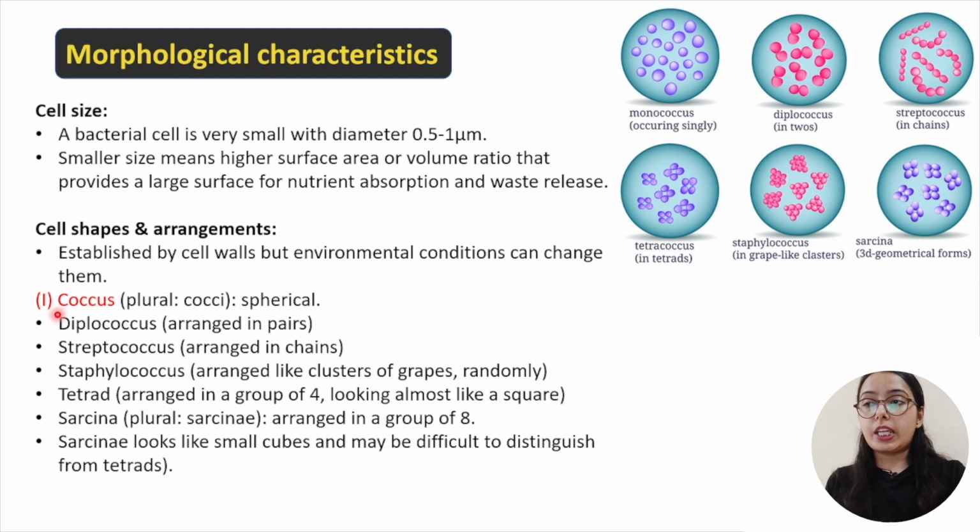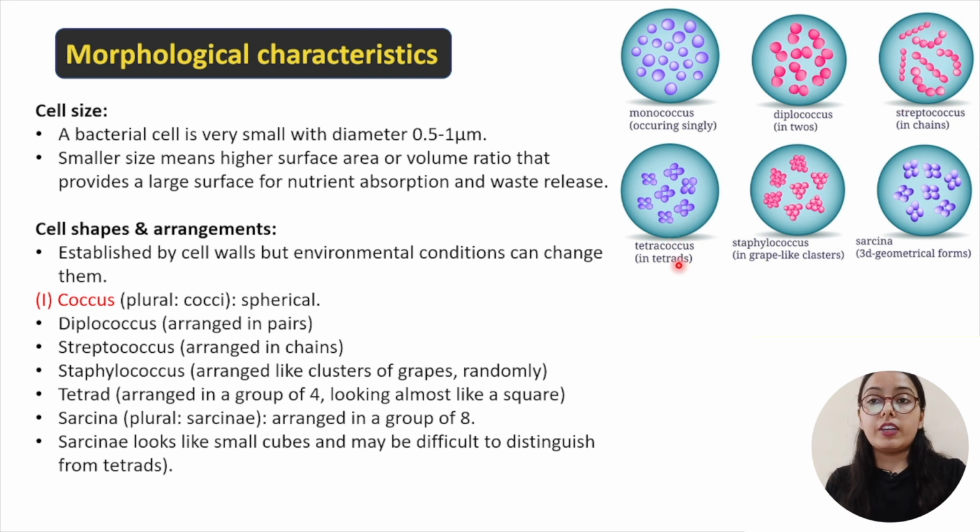The first cell shape is coccus, which is a spherical shape. As you can see in this diagram, this particular arrangement is called monococcus, where the term coccus means spherical, and since they are present only in single form, it is called monococcus. Similarly, when the spherical cells are present in pairs, or are two in number, such an arrangement is called diplococcus. When the spherical cells are present in a chain form, such an arrangement is called streptococcus.